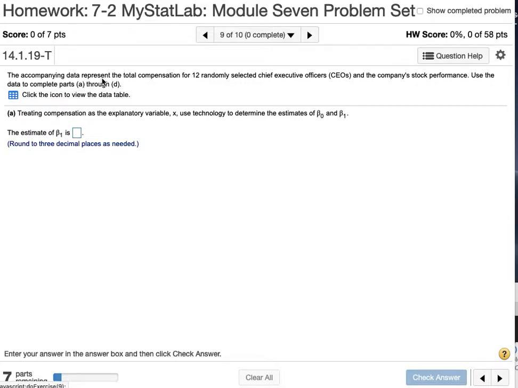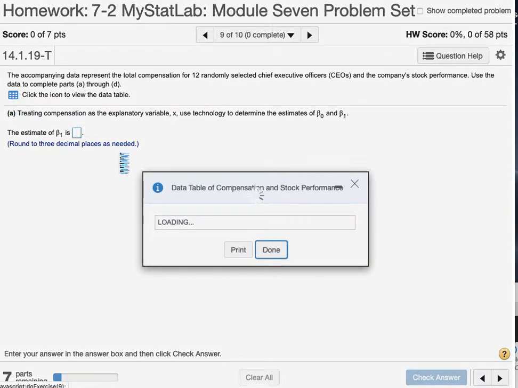So we have data that represents the total compensation for 12 randomly selected CEOs and the company's stock performance. Here we're given the data, and treating compensation as the explanatory variable X, use technology to determine the estimates of beta naught, which is the y-intercept, and beta sub 1, which is the slope. So we're going to go ahead and use StatCrunch.